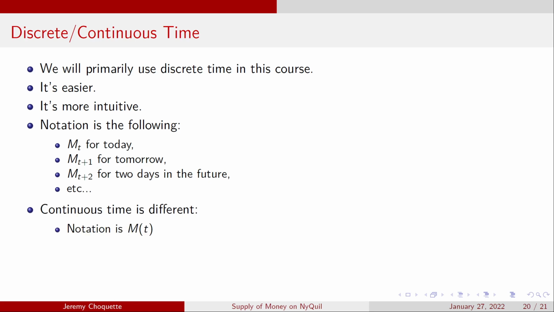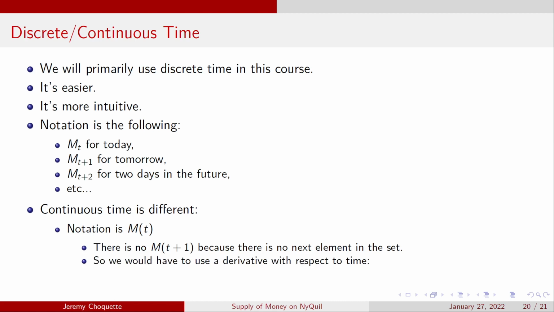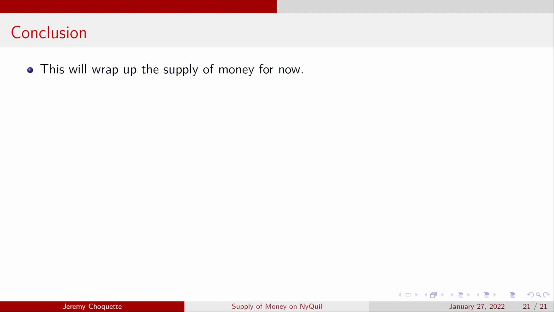Continuous time is different. The notation is m of t. And there is no m of t plus 1 because there's no next element in that set. So we would have to use a derivative with respect to time. So d m of t over dt equals m with a little dot over it of t. But honestly, that's just too much calculus, right? You guys are going to have to do a little bit of calculus here and there in this class, but I don't want to blast you with all this other calculus that's essentially unnecessary because we can get similar things in discrete time without having to take any derivatives.